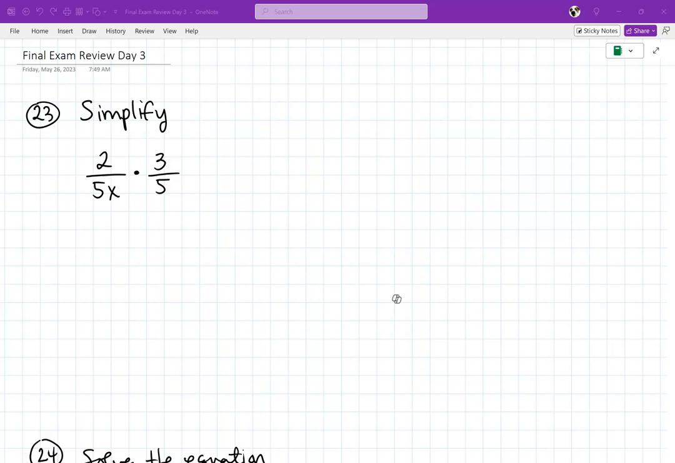So we're going to multiply these things. Now, multiplying fractions is pretty basic. You just multiply straight across. So you're just going to multiply this way, okay? But you can always check to see if you can reduce, if you can cancel.